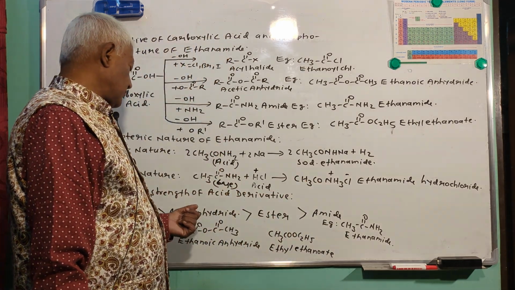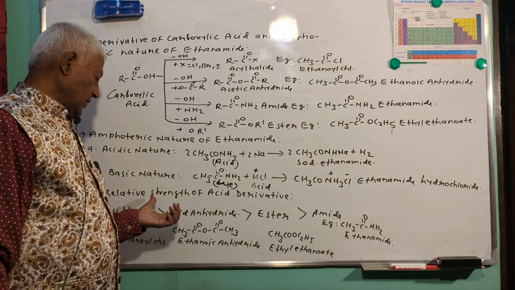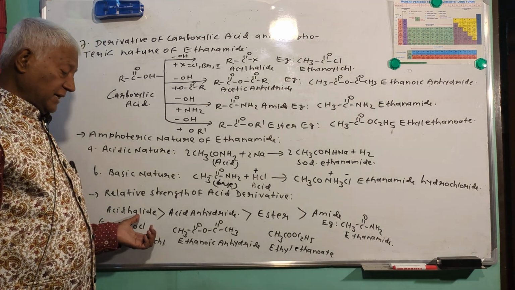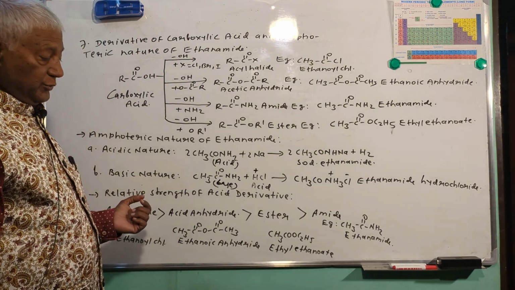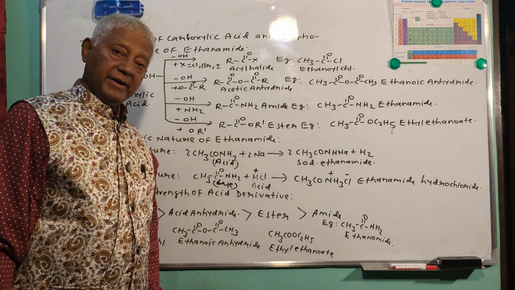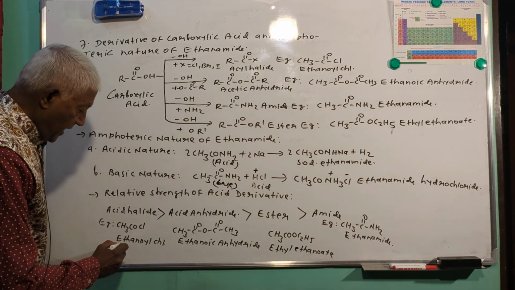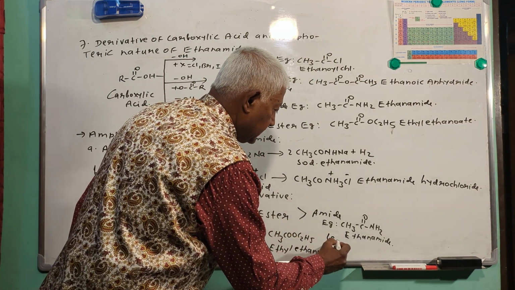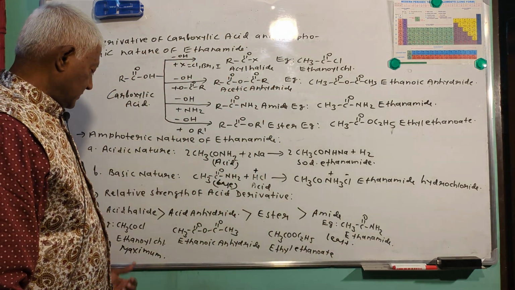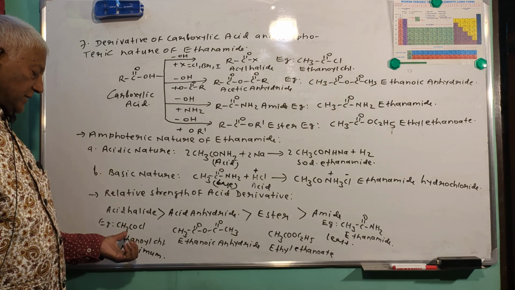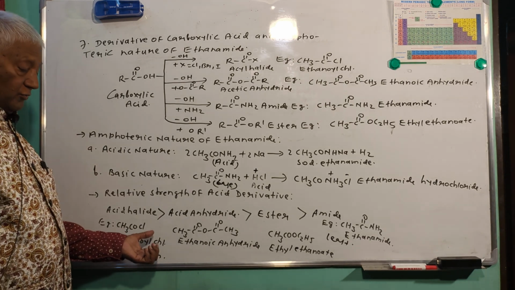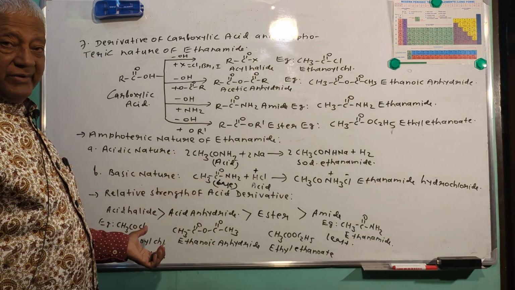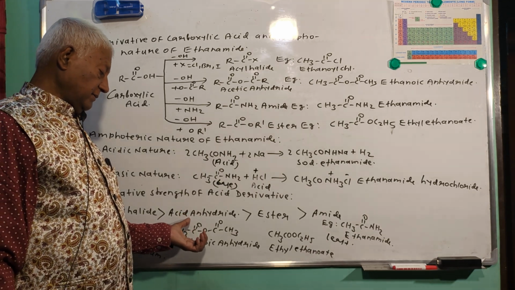Now sometimes it is asked in examinations to write down the relative strength of acid derivatives. Always keep in mind, acid halide is very strong with respect to anhydride, ester and amide. Amide has the least and acid halide has the maximum. Acid halide, for example, is ethanoyl chloride, which is very, very strong in reactivity. Then comes the acid anhydride.